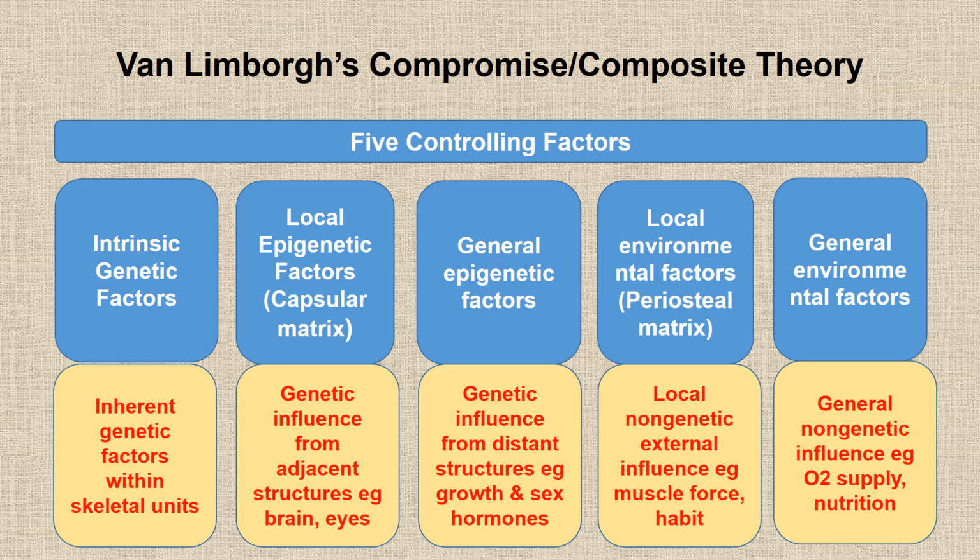You have the local environmental factors. This is the periosteal matrix, and this is the local non-genetic external influence, for example, muscle force and habits. And you have the general environmental factors, and these are factors such as nutrition and oxygen supply.